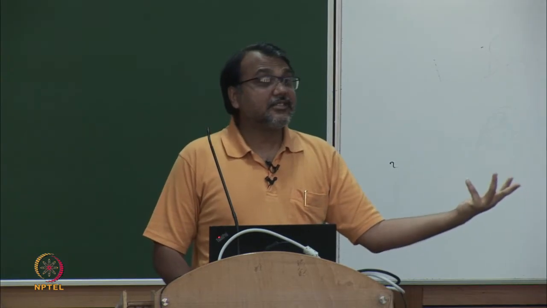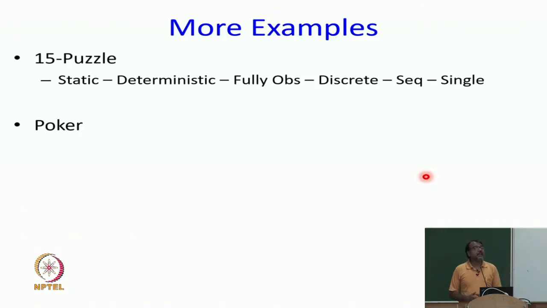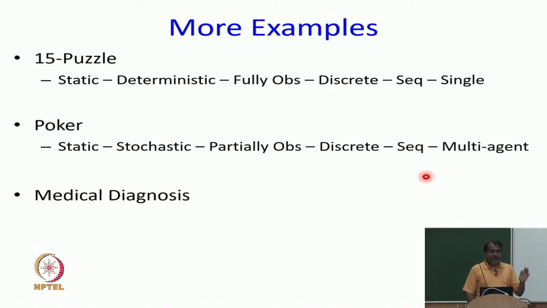So, one of the significantly easier examples would be the 15 puzzle. 15 puzzle is static or dynamic? Static. Deterministic or stochastic? Deterministic. Observable or partially observable? Observable. Discrete or continuous? Discrete. Sequential or episodic? Sequential. Multi-agent or single agent? Single. So, the only complexity it has is about sequentiality. And you can keep going further and further.